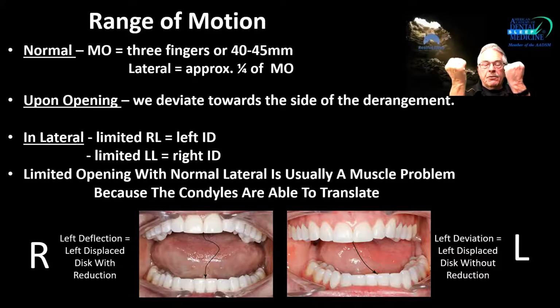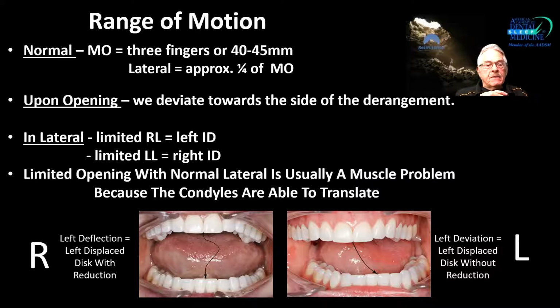Again, let's say that the right condyle has an anterior displaced disc. When I begin to move towards the right, I can have a normal range of motion to the right because the left condyle will translate. On the other side of the coin, if I try to move to the left, I can't move to the left because the right condyle will not translate because the disc won't reduce itself, okay? So again, in opening, we deviate towards the side of the derangement. In lateral, we are limited to the opposite side of where the derangement is.